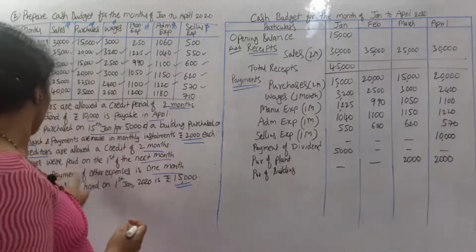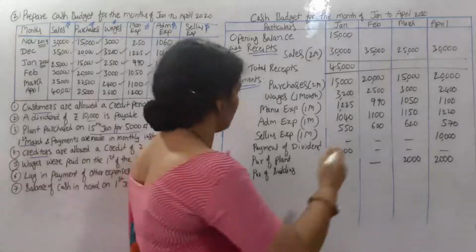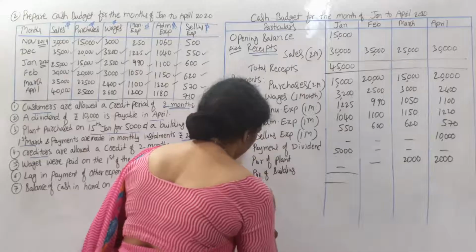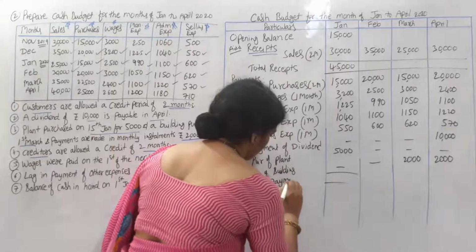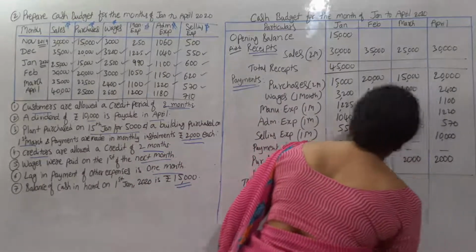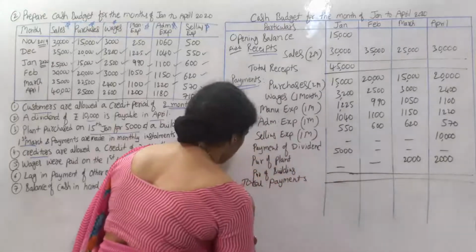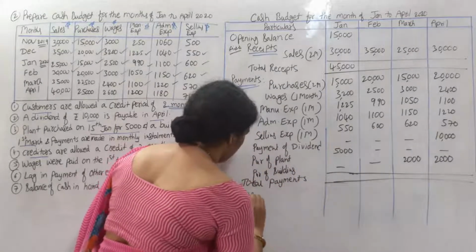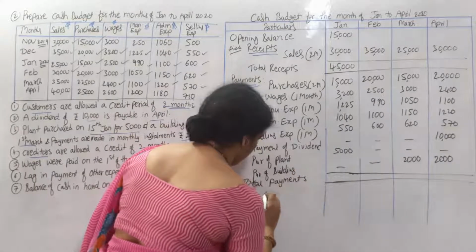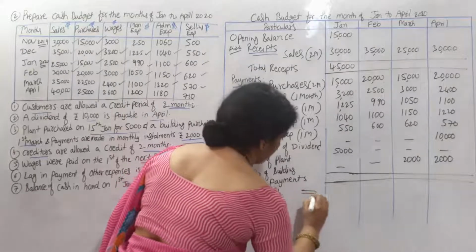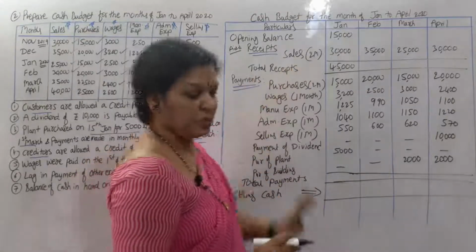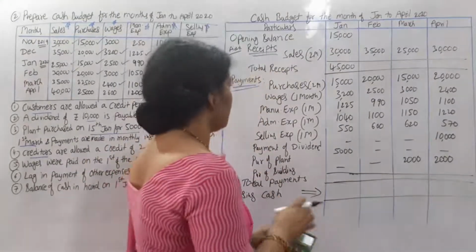Next, what else? Anything else is there? That's all. Over. Now we'll close it. Total payments, and also closing cash. Here first total receipts we know. Total payments we have to total it.